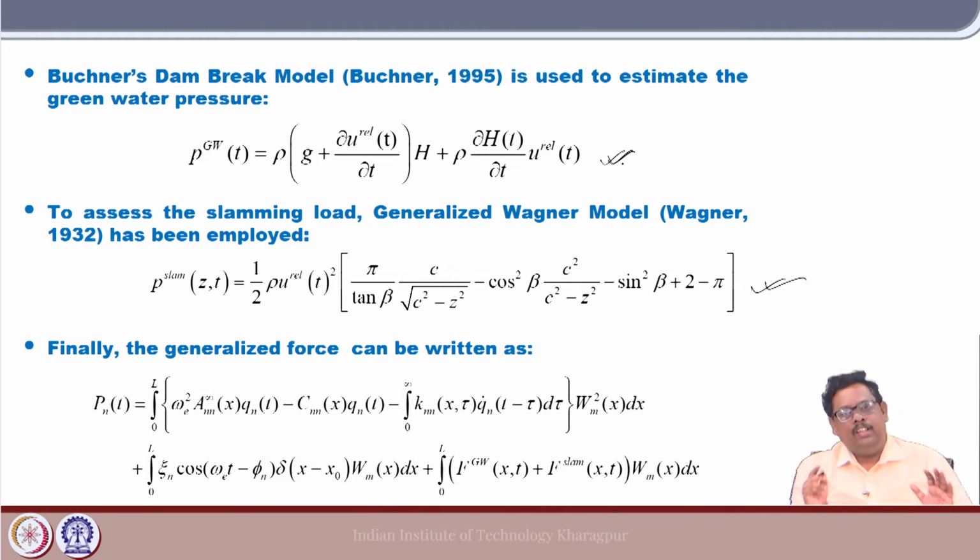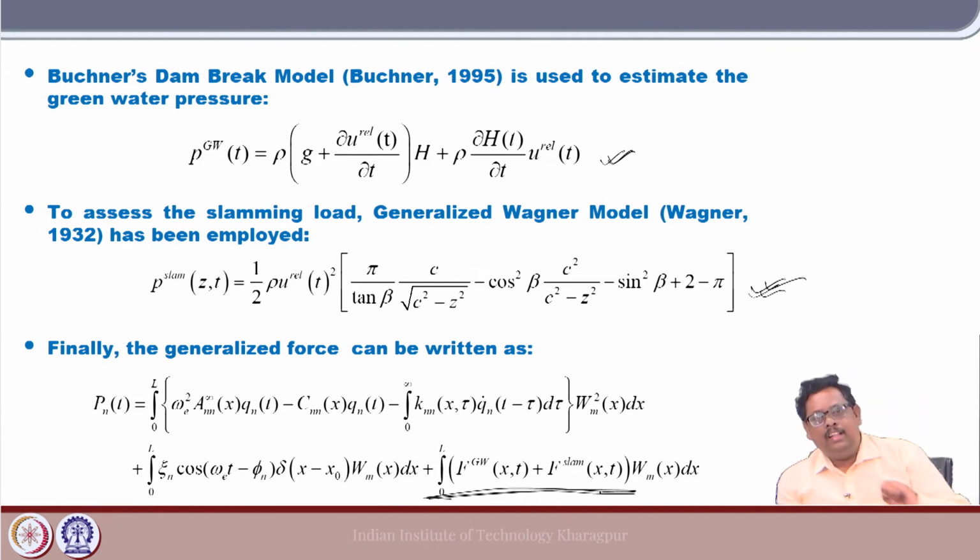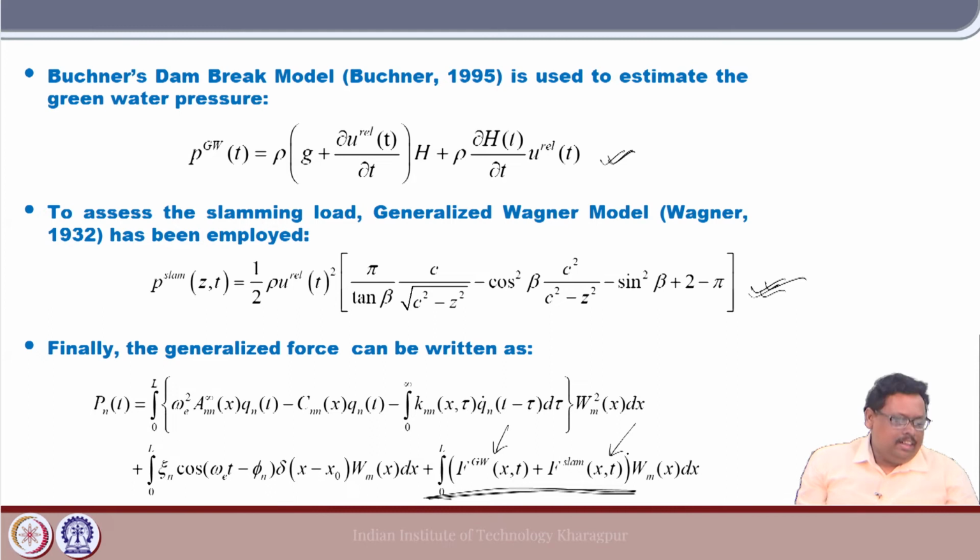So, these two we discussed a lot. We are simply using the Wagner formula. Now, the idea is how I can incorporate this in the solution. If you look at this solution, here I am integrating from 0 to L. The idea is how I can incorporate the green water load and the slamming load into this particular solution. This is a little bit tricky part, I would say.